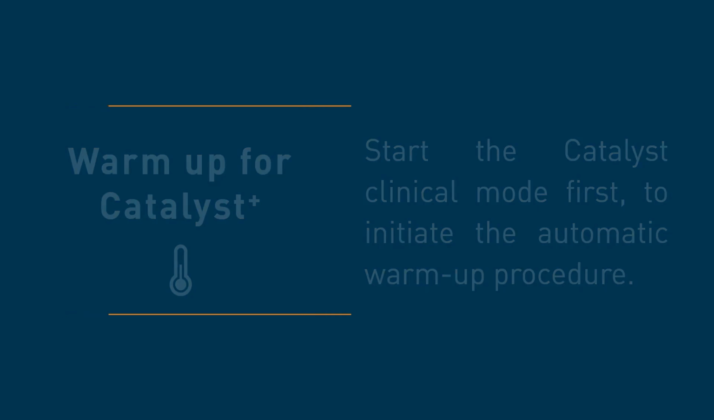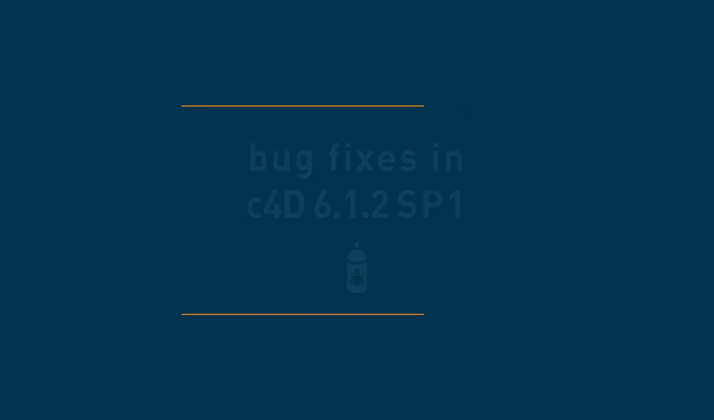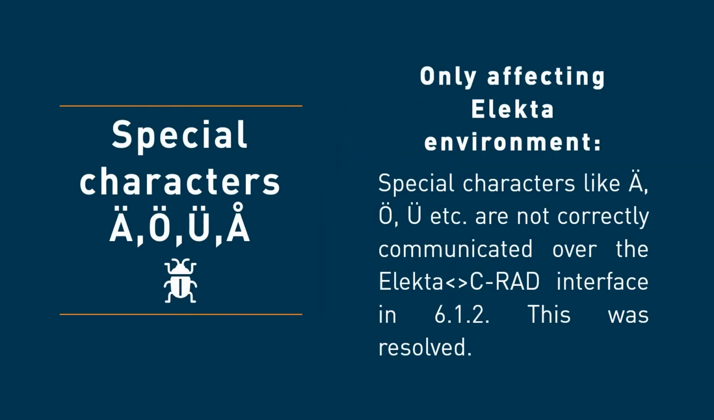And now to the bug fix of version 6.12 Service Pack 1. As mentioned in the last upgrade training video, in the section Known Issues, special characters such as ä, ö and ü, etc. are not correctly communicated through the Elekta ICOM interface due to a conversion issue from 32-bit to 64-bit. This problem is now solved. Special characters are correctly displayed again.